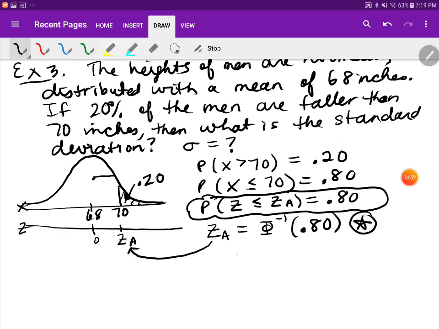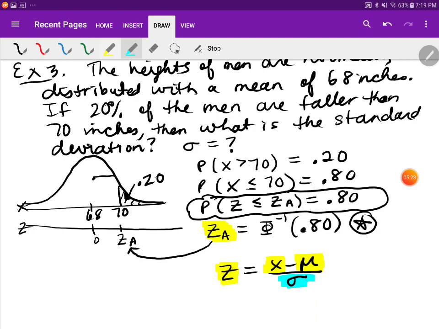Now we do our formula. Z equals x minus mu over sigma. Now I have Z: Z is ZA, and it's some decimal that I don't know yet, but I'm going to store it and then use it. What else do I have? Well, I have mu. Mu is 68. I have x. And then I'm missing sigma.